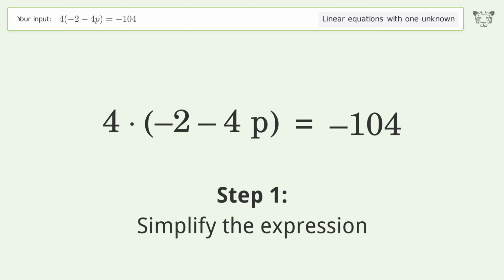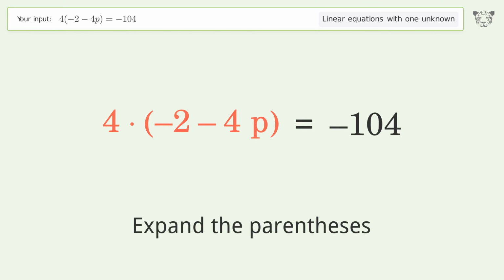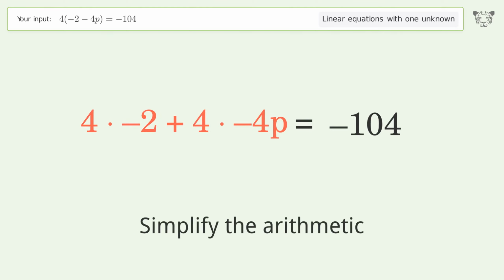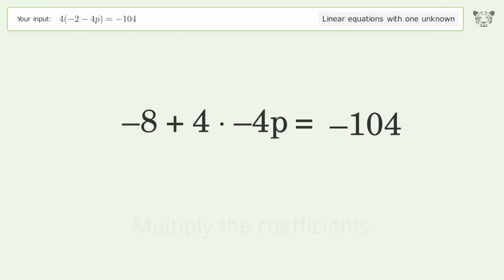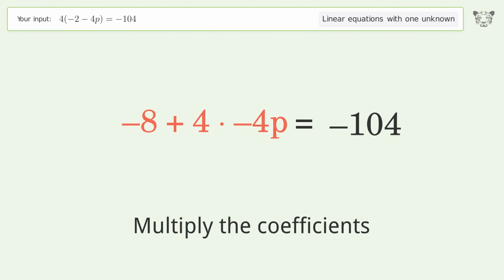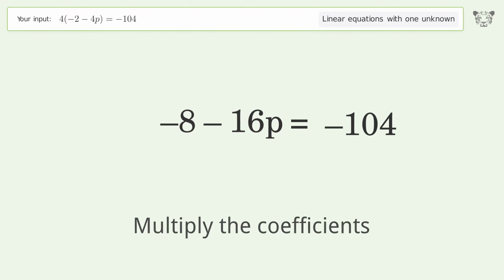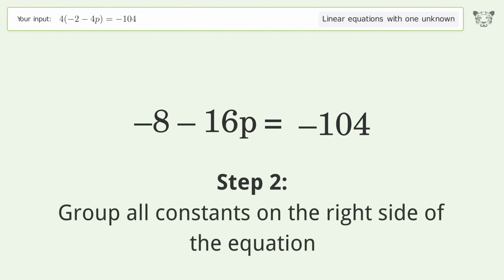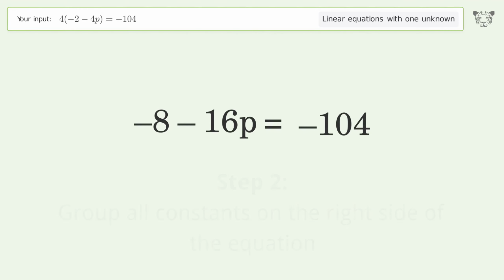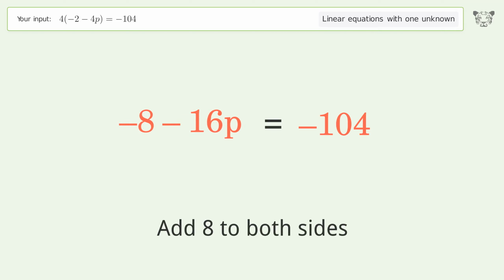Simplify the expression. Expand the parentheses. Simplify the arithmetic. Multiply the coefficients. Group all constants on the right side of the equation. Add 8 to both sides.